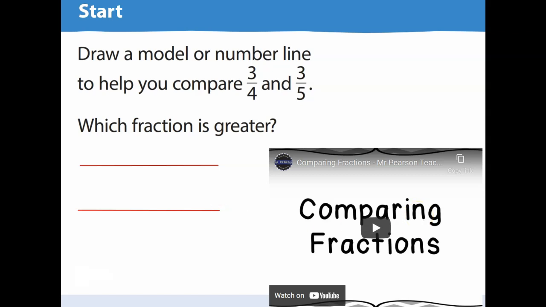I'm going to, the top one, divide it into fourths. That's 0. That's 1. That's a half, half, and a half. So if it's 1, 2, 3, that's 3/4. 3/4 is right there.